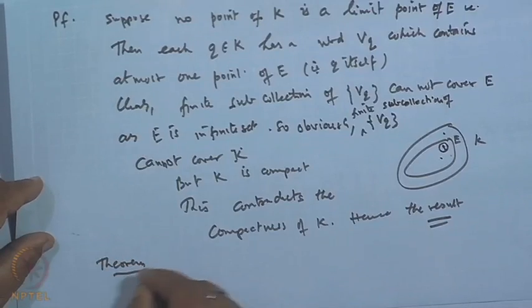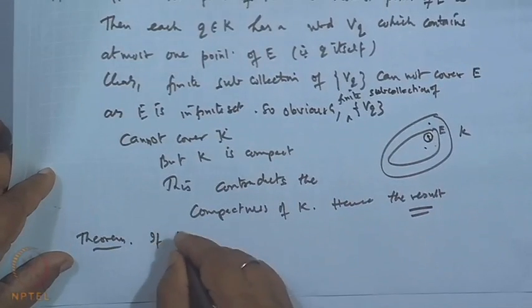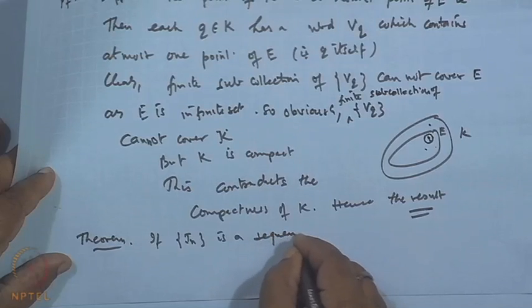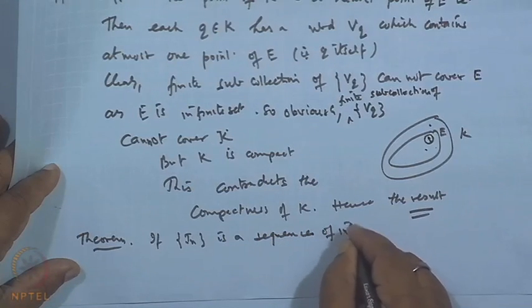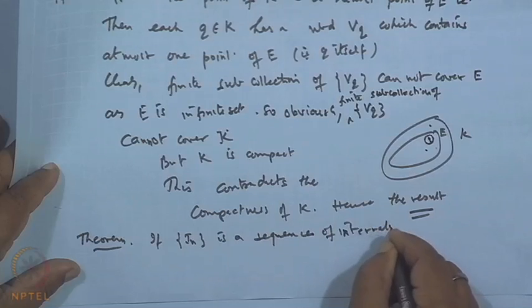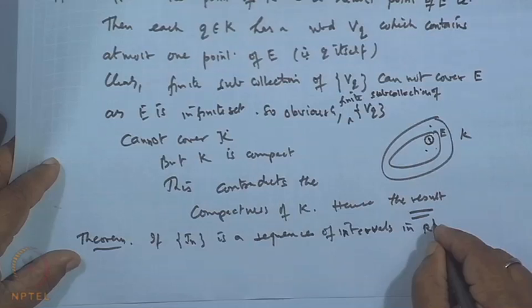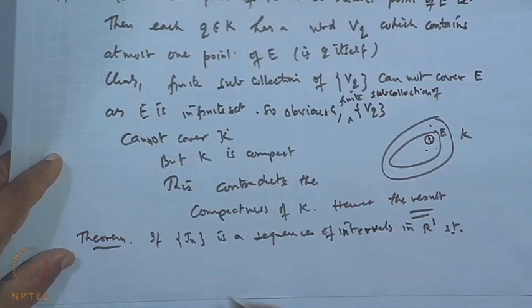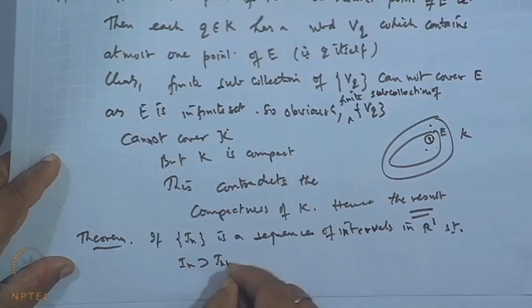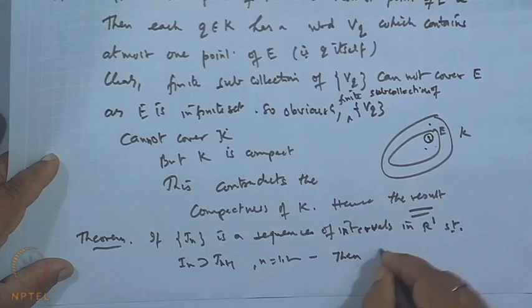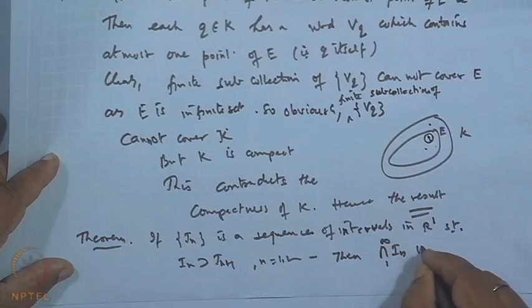Okay. Now, another theorem. Just one more theorem and then the proof is immediate. If I n is a sequence of intervals in R1 such that I n contains I n plus 1 for n equal to 1, 2, 3, then the intersection of I n from 1 to infinity is non-empty.